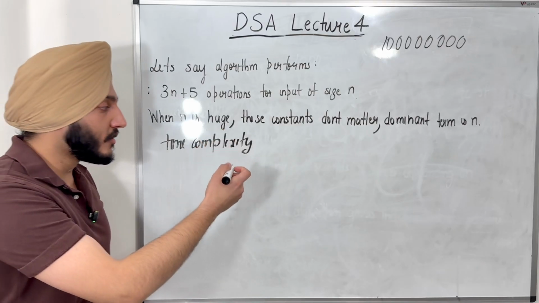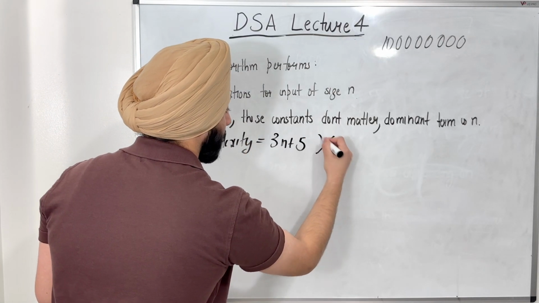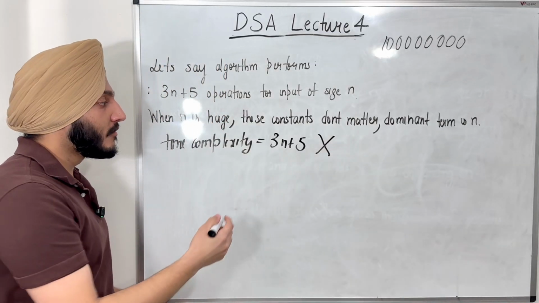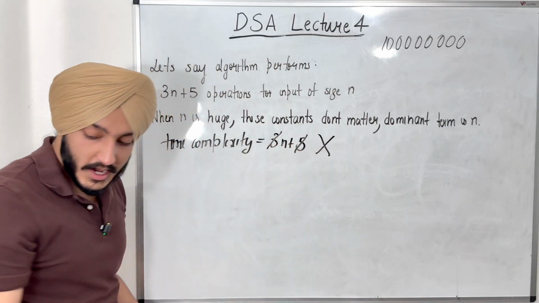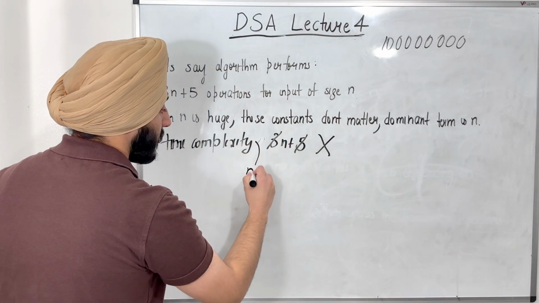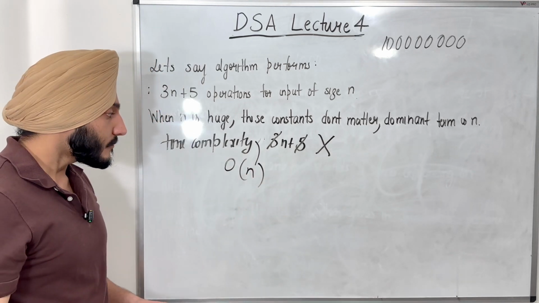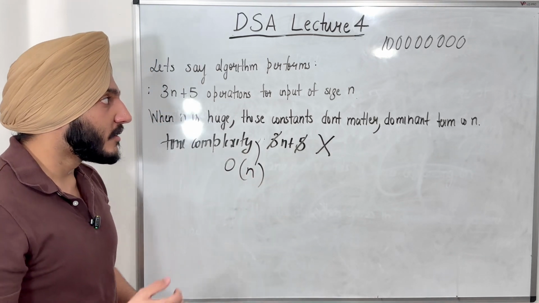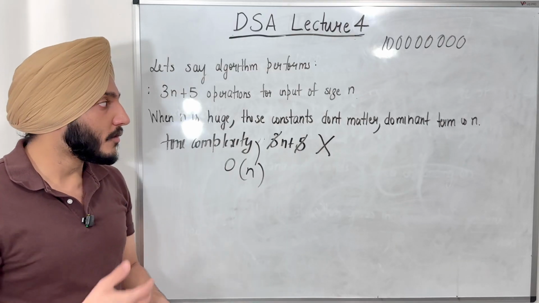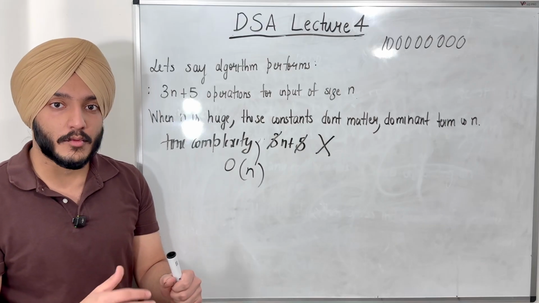So in this case, you wouldn't say the time complexity is 3n plus 5. You can say that, but in general, we are just going to remove these values, and the time complexity is simply going to be n, right? So we can say order of n, right? Now, there are different types of notations. We are going to understand them in detail, but I hope this is making sense, what's happening, right?